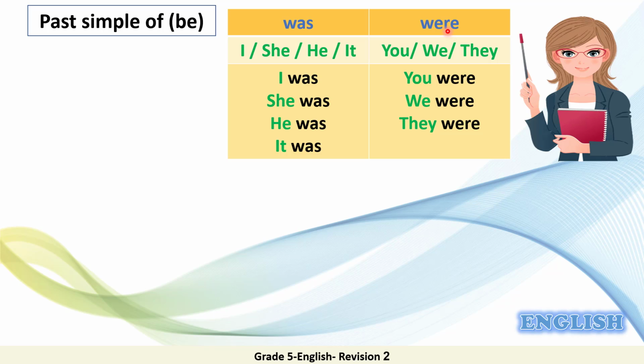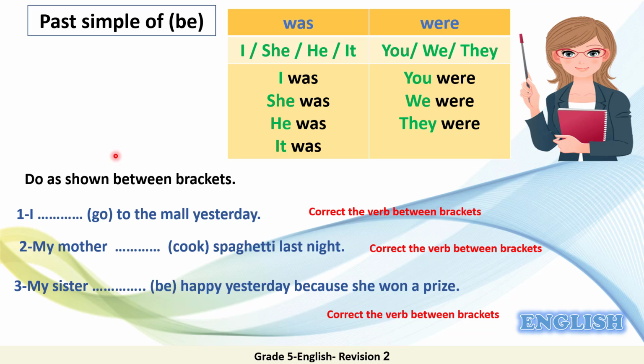And needless to say, verb to be has its own past form: was and were. Was comes with the subjects I, he, she, it. And were comes with you, we, they. That's it. Let's do this "do as shown" activity.